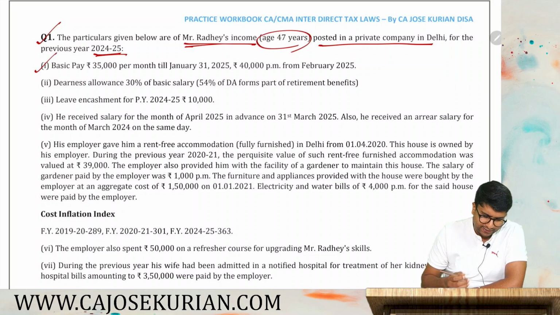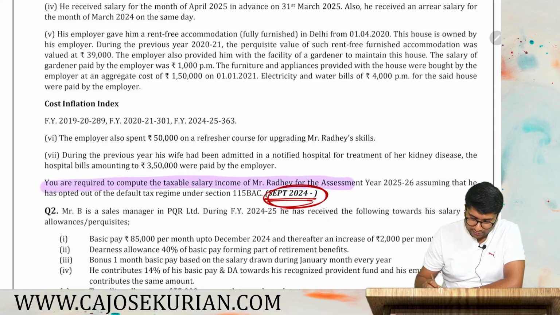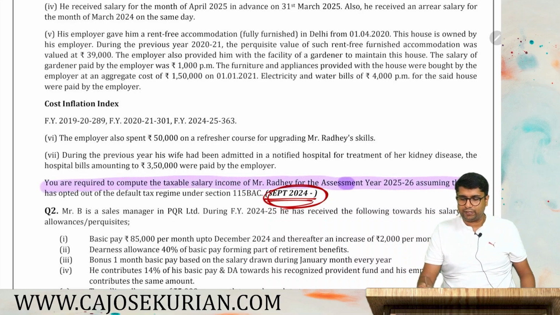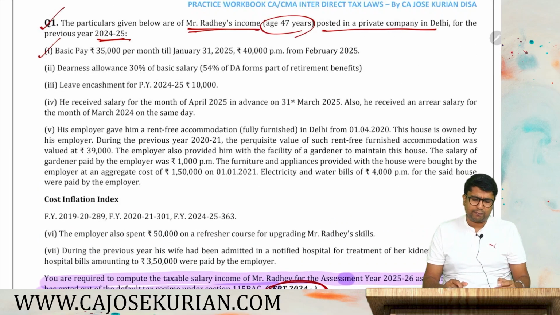Number 1, basic salary. So before reading the rest, you should read the final requirement of the question. You are required to compute the taxable salary income of Radhe for assessment year 25-26, assuming that he has opted out of the default tax regime under 115 BAC. So Radhe has opted for normal provisions, not 115 BAC, old slab rates they have opted.